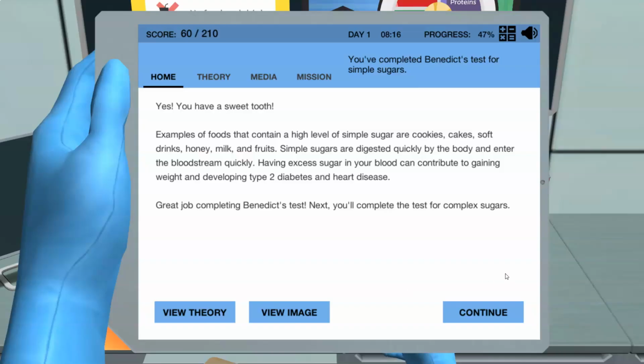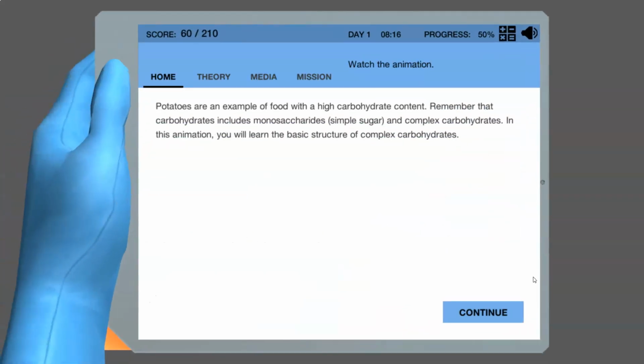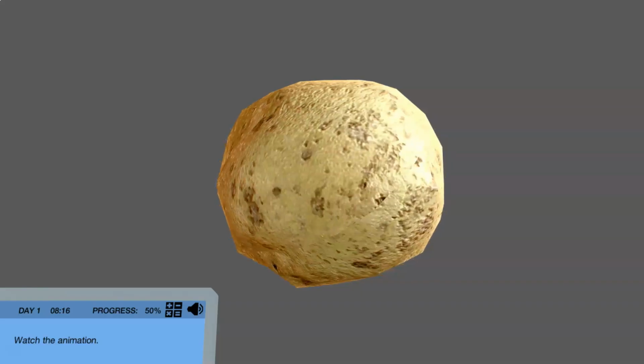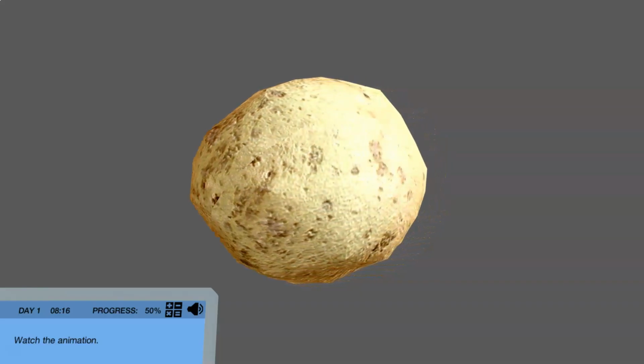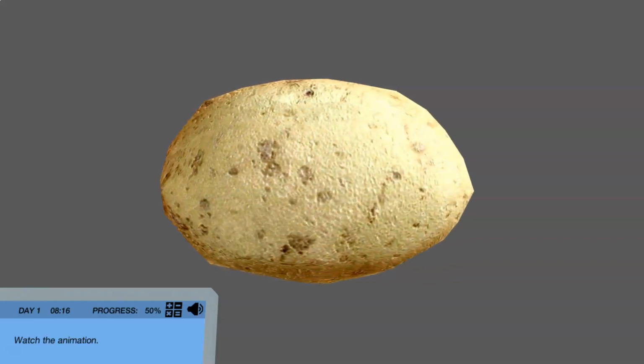Great job completing Benedict's test. Next, you'll complete the test for complex sugars. Click on the baked potato to jump into an animation about complex carbohydrates. Potatoes are an example of food with a high carbohydrate content. Remember that carbohydrates include monosaccharides and complex carbohydrates. In this animation, you will learn the basic structure of complex carbohydrates.